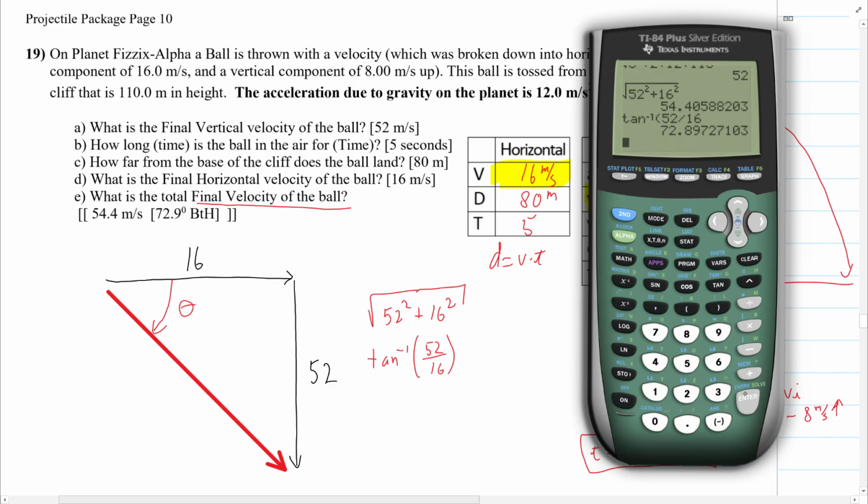And then we just take those two numbers. So it's going to be 54.41 meters per second at an angle of 72.90 degrees below the horizontal. And that's it.